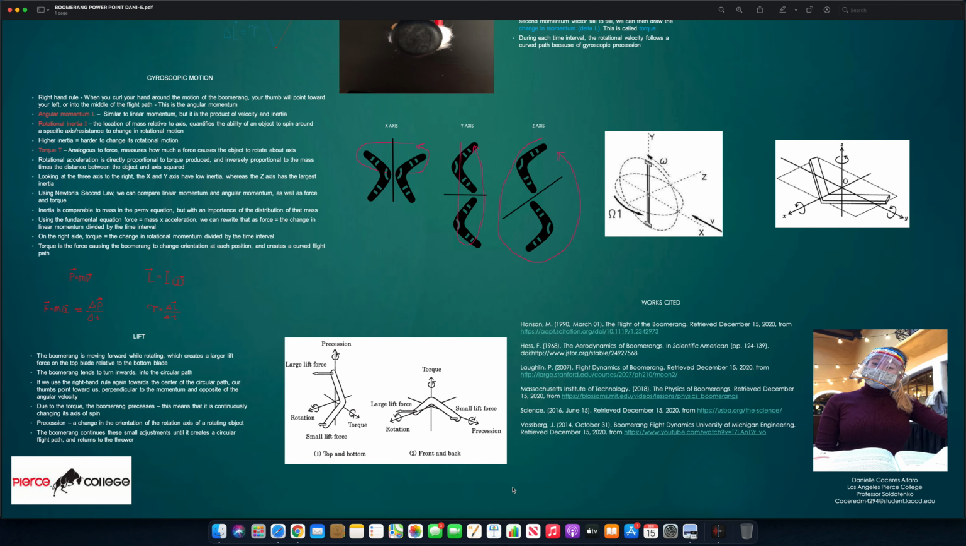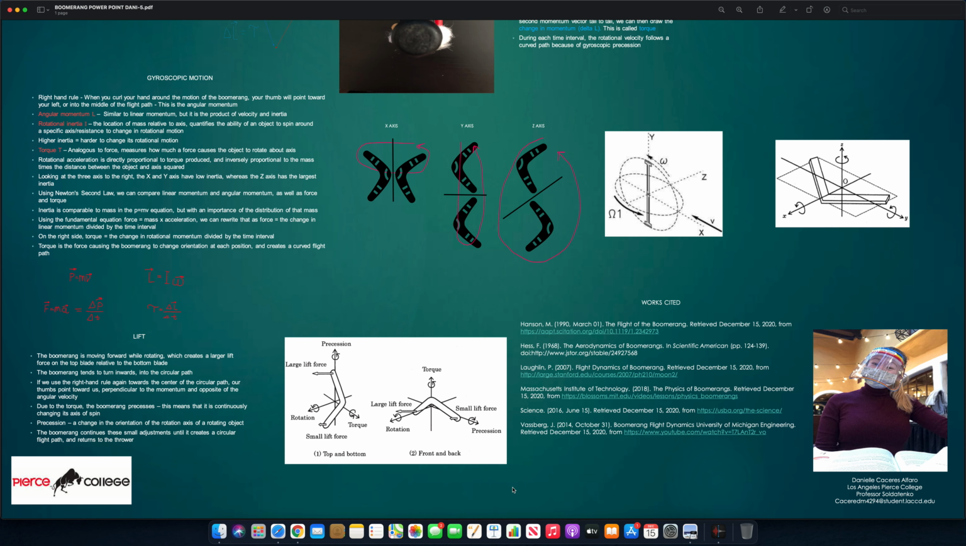And then also, you've got to throw lift in there as well. Similar to how airplanes have lift, the boomerang does as well. The boomerang is moving forward while it's rotating. Remember we said it had translational motion and rotational motion. So this creates an imbalance of the lift forces on the blade. If you look at the picture to the right, the top blade has a larger lift force, which makes it spin faster at the top. And then the bottom blade has a smaller lift force, which makes it fly slower. So this imbalance makes it speed up as it's going.